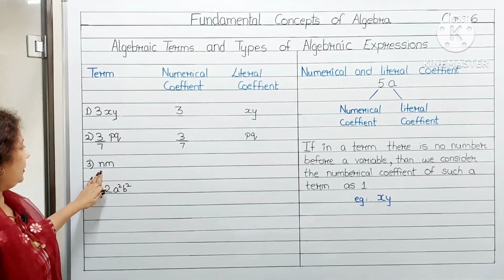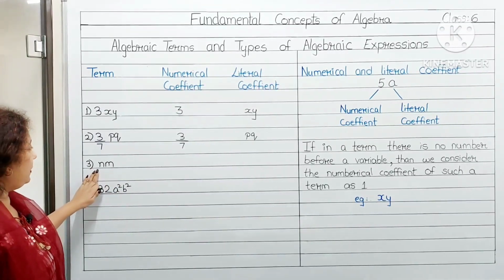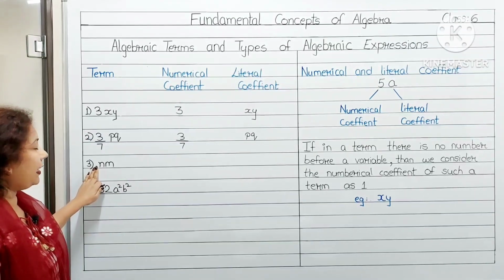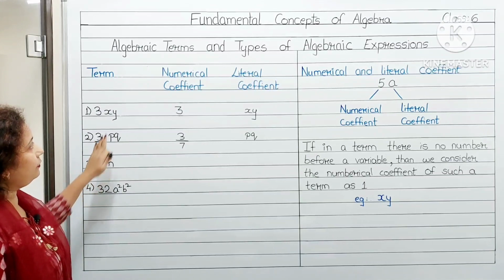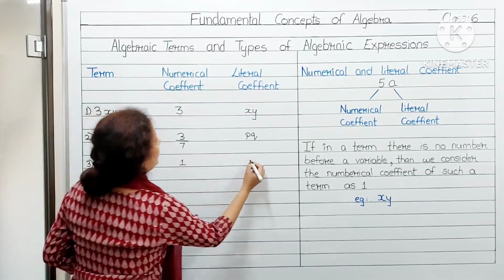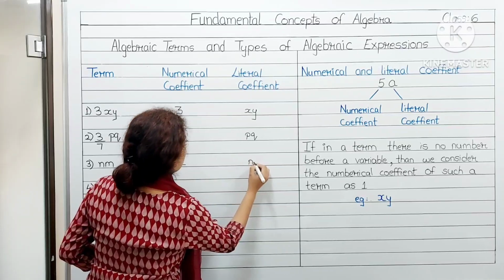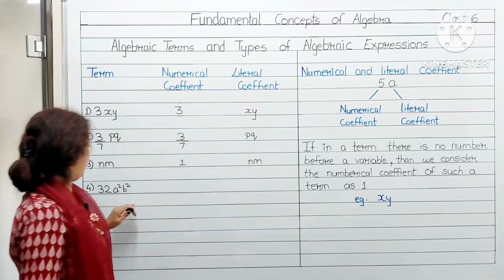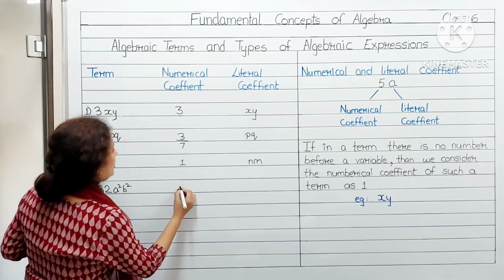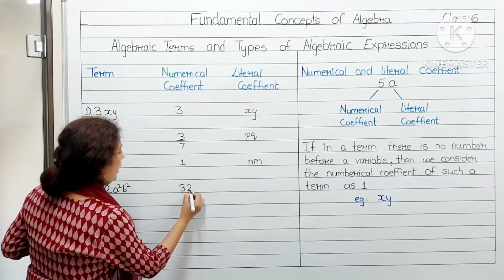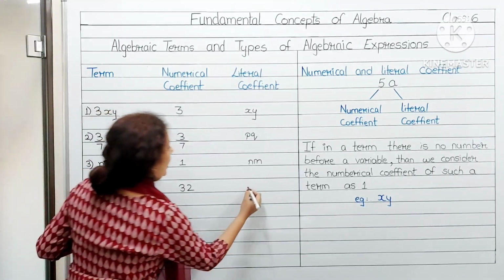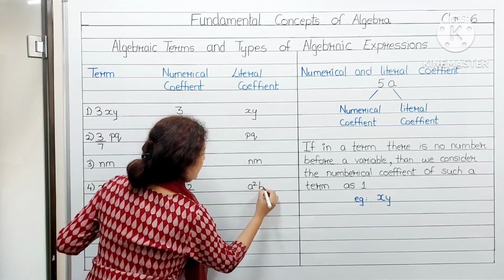Next, nn. So here it is understood no number is written in front of the variable, that means 1 is there. So 1 will form the numerical coefficient in this term and the literal coefficient is nn. Next example, the numerical coefficient is 32 and the literal coefficient is a square b square.